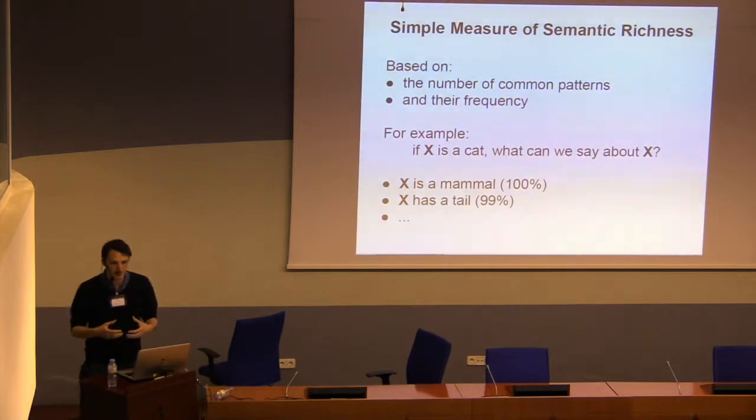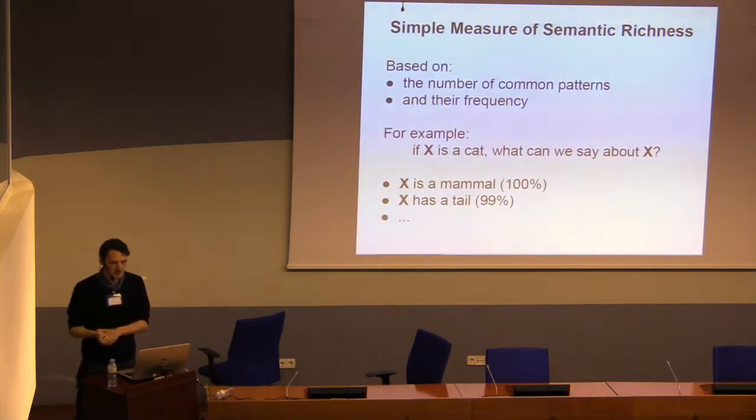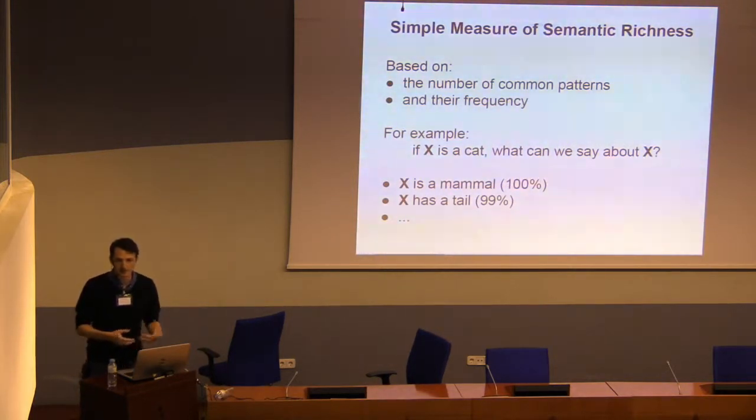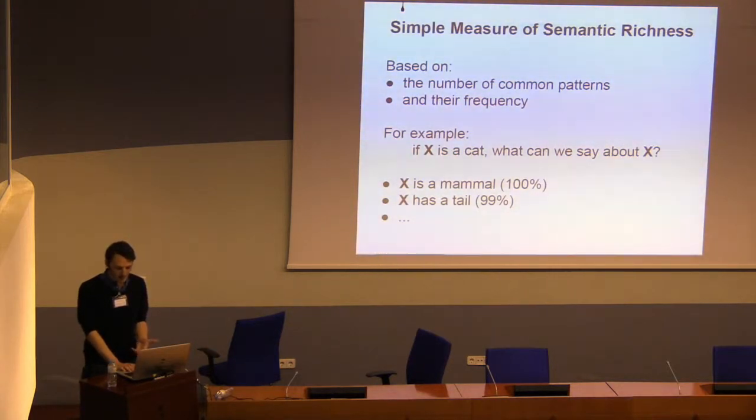So in order to measure how much of a problem this actually is, I defined a measure of semantic richness that is based on how many patterns entities of a certain class have. For example, if we know that entities of type cat are all mammals, and almost all of them have a tail, then we know things. We can infer things by the fact that we know that something is a cat. These patterns that we can find increase the semantic richness of the concept of cat. But if there's nothing we know, then the semantic richness will be very low.